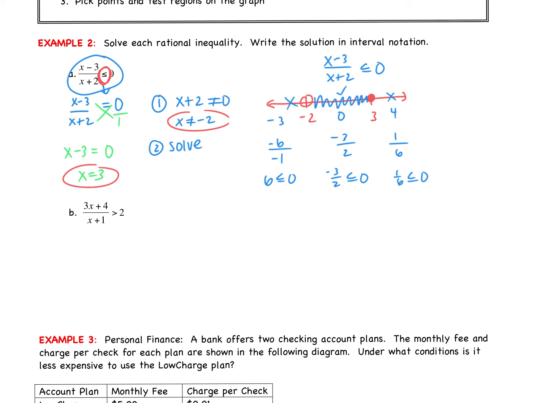So then again, the final answer, when we write this in interval notation, our shading starts at -2 and goes to 3. -2 is not included, but 3 is. So that's our answer.